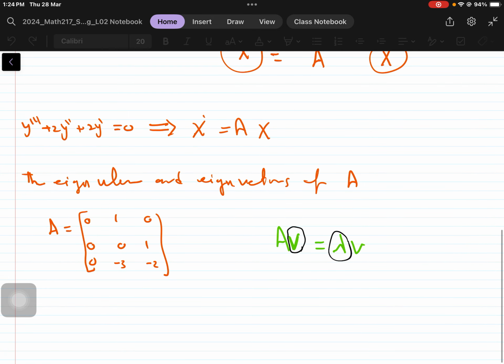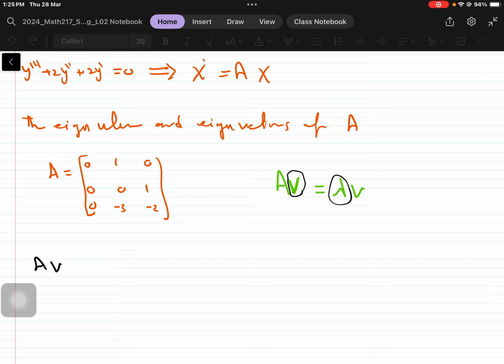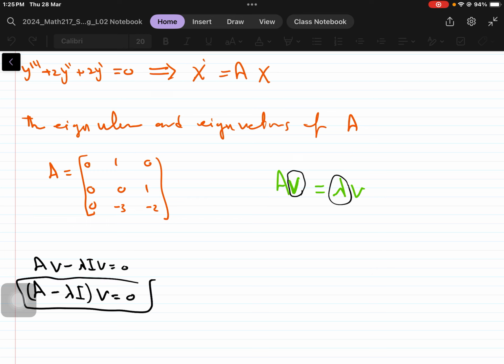The eigenvalue problem is always like this: A V minus lambda I V equals 0. We can take the V out, we talked about that last time: A minus lambda I, times V, equals 0. So we can always start with this equation. It will only be true if the determinant of A minus lambda I equals 0, and this should give us the lambdas that satisfy this.